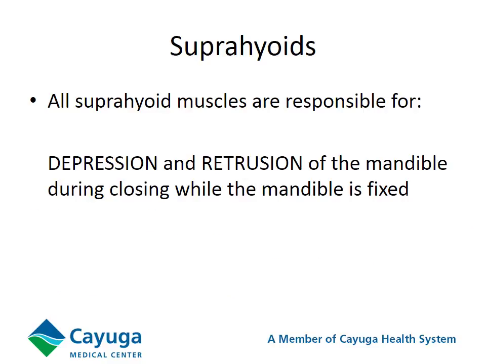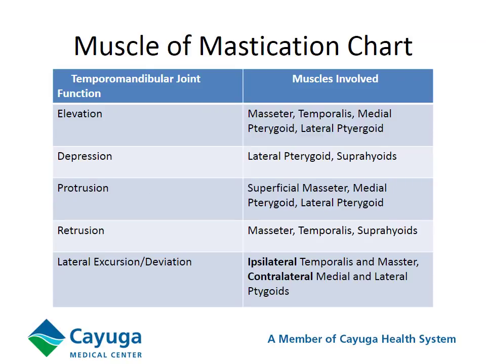The suprahyoid muscles are used while the mandible is fixed. They will cause depression and retrusion of the mandible during this position. Here is a chart of all the muscles in mastication. Looking at the function of the TMJ, whether that be elevation, depression, protrusion, retrusion, or lateral excursion deviation, listed next to it are all the muscles involved with those movements. As you can see, the masseter, as the main muscle of mastication, is used during numerous of these movements of the TMJ.